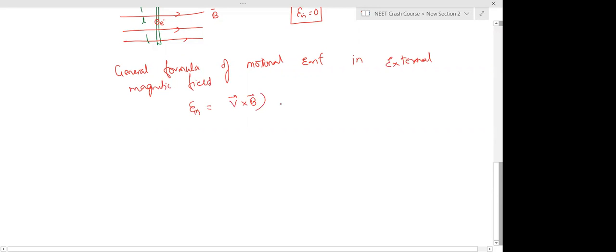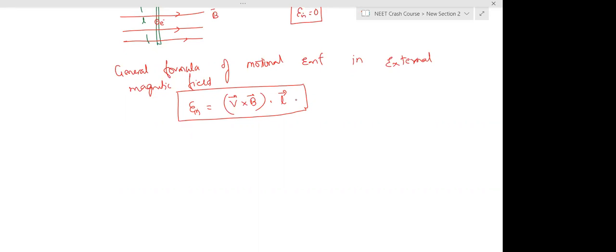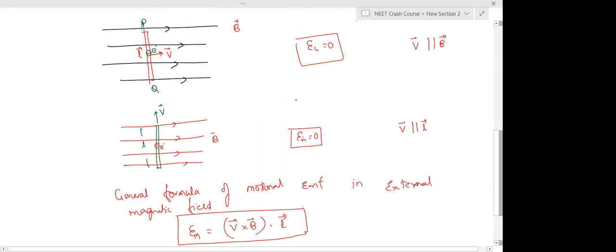velocity, magnetic field, and length vector: V cross B dot L. V is the velocity vector, B is the magnetic field vector, L is the length vector. So V cross B dot L. Now in the above two cases, if we check V cross B, because V and B both lie in the same plane, V cross B is perpendicular to the length vector, and that's why their dot product is 0, and dot product 0 means there will not be any EMF induced.